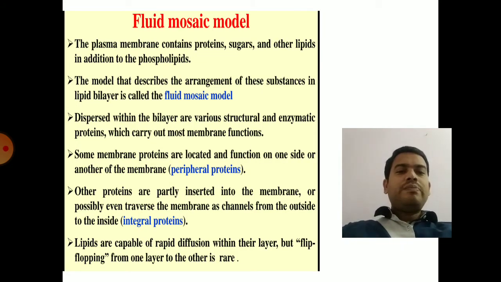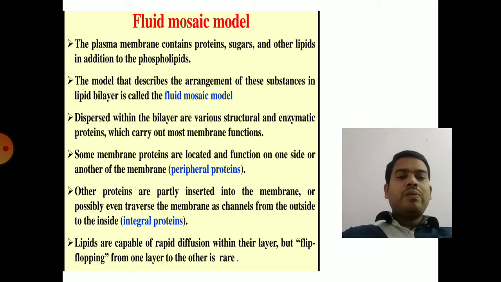The best explained plasma membrane structure is the fluid mosaic model, which was given by Singer and Nicolson. As we know, the plasma membrane comprises lipids, proteins and also carbohydrates. This fluid mosaic model explains how these biomolecules are distributed in the plasma membrane.